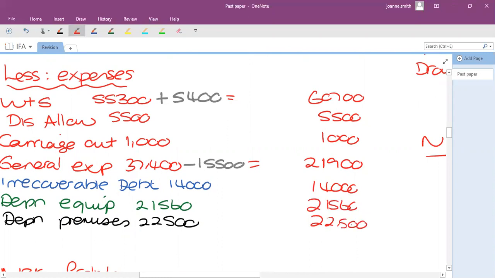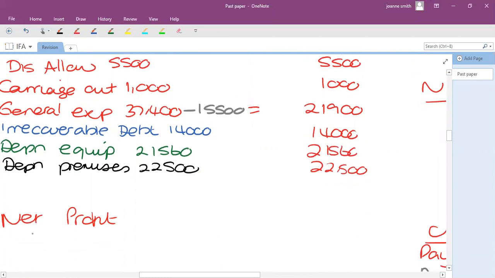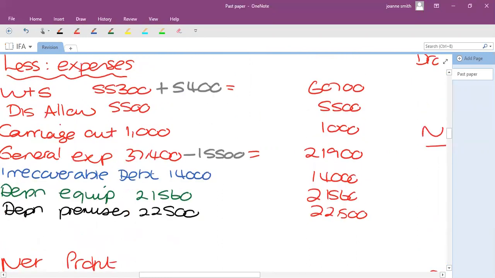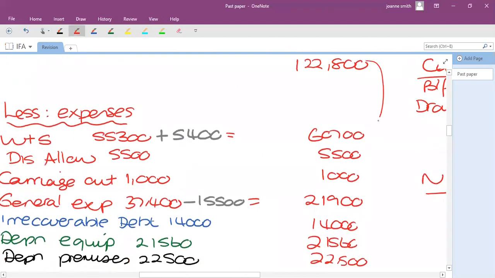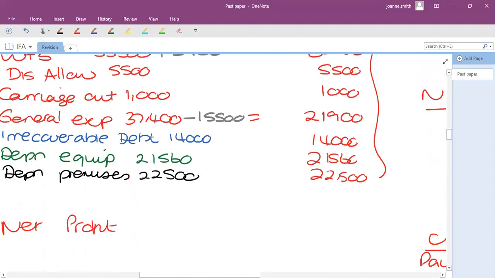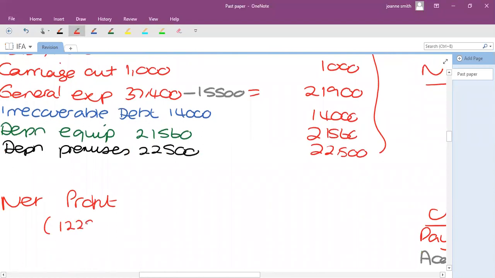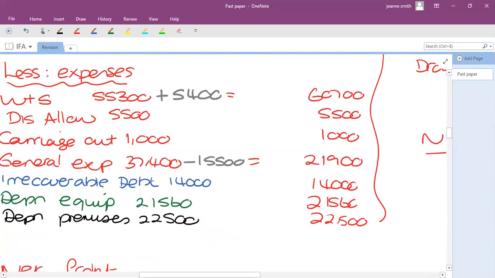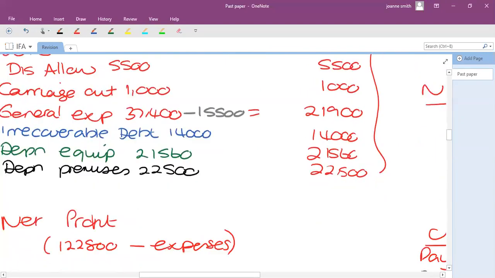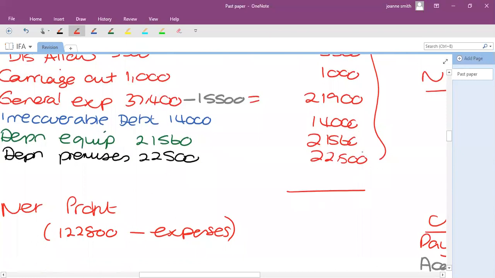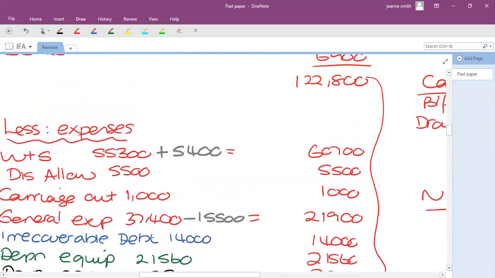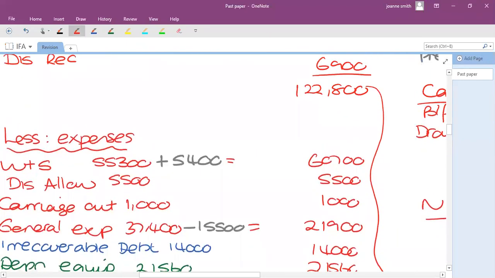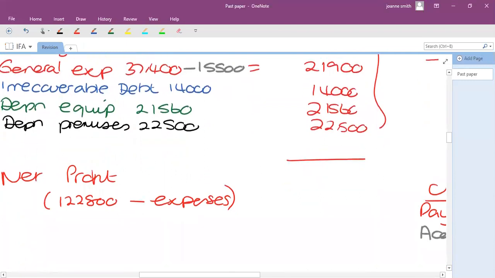So finally your net profit will be your subtotal here, so your 122,800 minus all of those expenses. So again, if you want to, you can put those in brackets, entirely up to you, but you've got to deduct all of these here from the 122. And a lot of mistakes students make is that they add them.